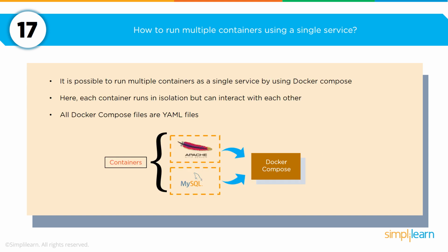Question 17, how to run multiple containers using a single service. It is possible to run multiple containers as a single service by using Docker Compose. Docker Compose will run each of the services in isolation so that they can interact with each other. The language used to write out the compose files that allow you to run the service is called YAML, and YAML stands for yet another markup language.